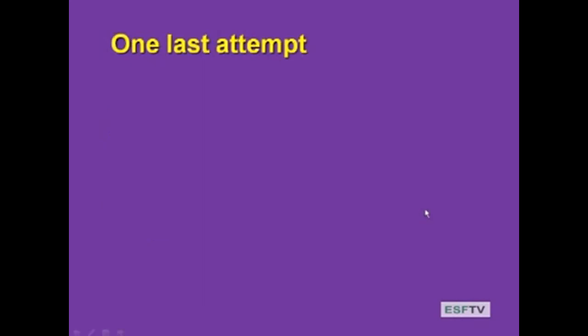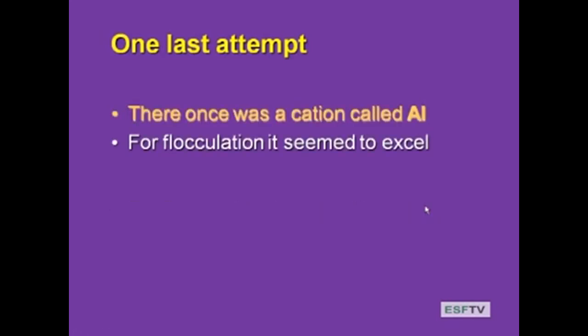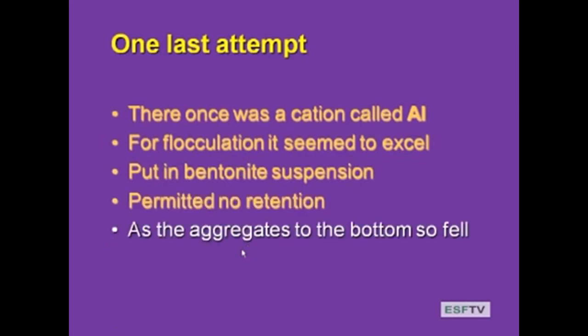How about another one? There once was a cation called Al, for flocculation it seemed to excel. You should know this from lab. Put in bentonite suspension. Remember what bentonite is? 2-to-1 expanding clay. Permitted no retention, as the aggregates to the bottom so fell. That wraps it up for colloids.